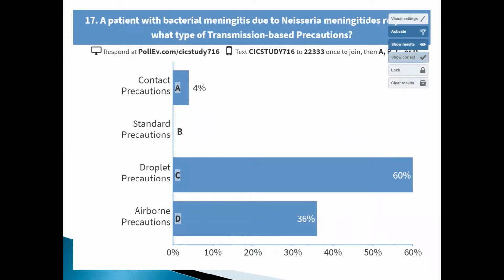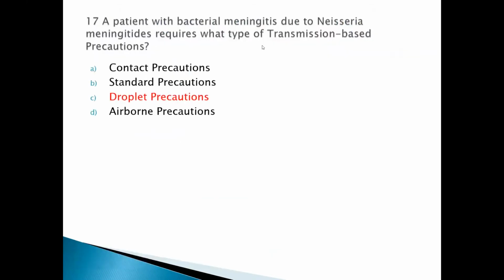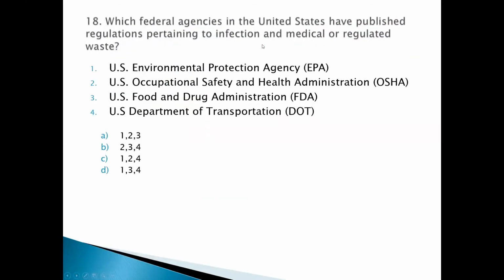Mostly C's and D's here, droplet precautions or airborne, and the correct response is C, droplet precautions. Number 18. Which federal agencies in the United States have published regulations pertaining to infection and medical or regulated waste?